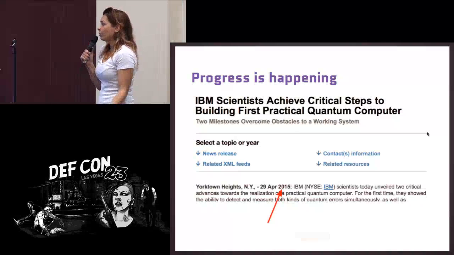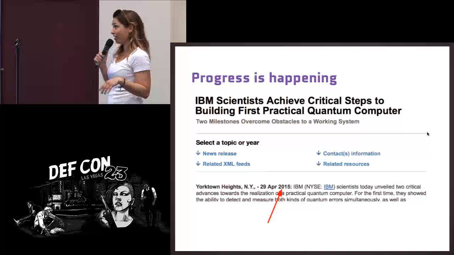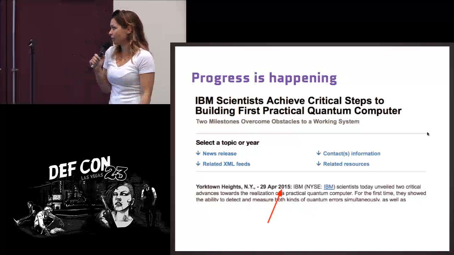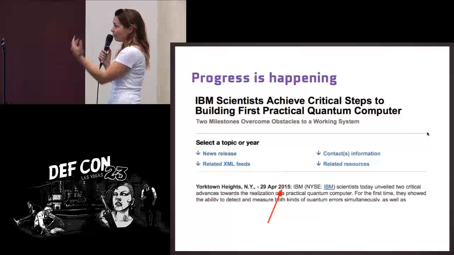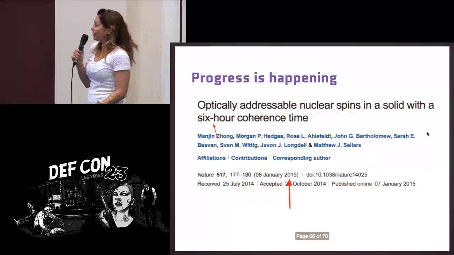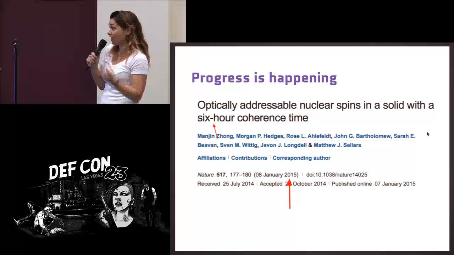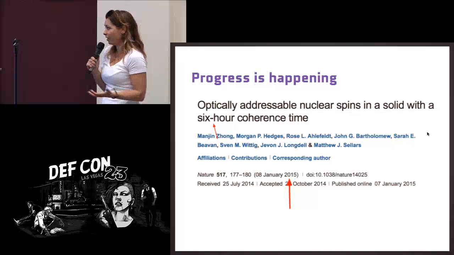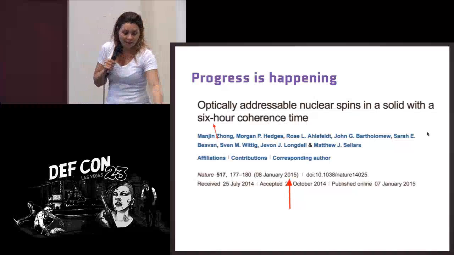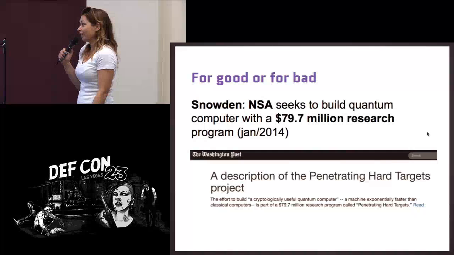So, for example, to support my claim that progress is happening every day, this is just some really recent news. 2015, IBM scientists are trying the quantum computer. There's this one in January where they were actually able to have 6 hours of coherence time, which is crazy. But it's just a couple of qubits. But again, science is just happening, for good or for bad.